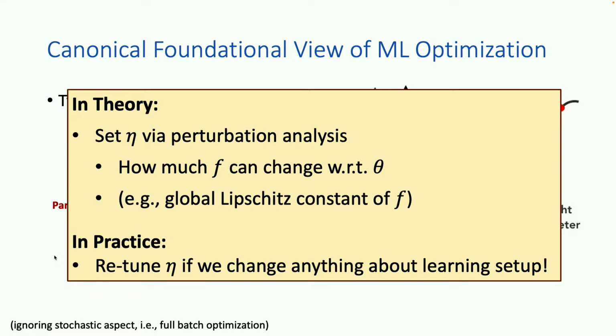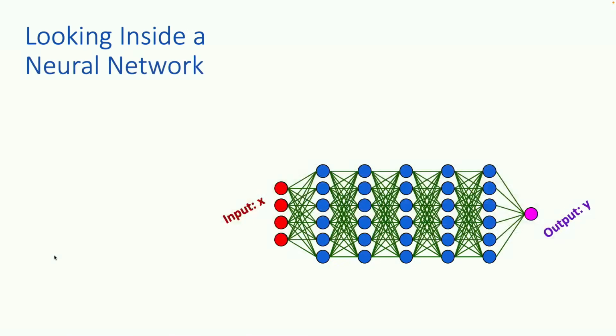So to get a sense for why something like a global Lipschitz constant of the function class may not be a good model of what's happening in the optimizer, let's take a look inside the architecture of a neural network. For this talk, I'm going to mainly focus on a relatively simple architecture just to get the point across. And the simplest one, of course, is a feed-forward multi-layer perceptron.